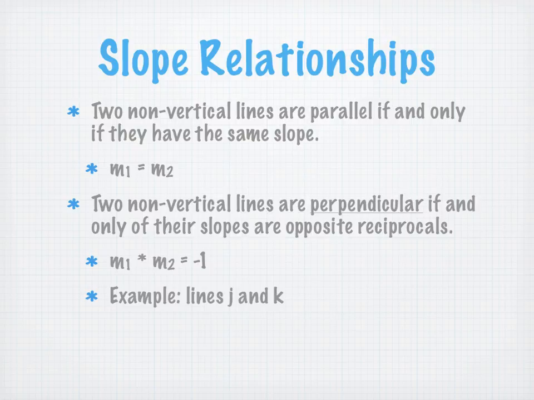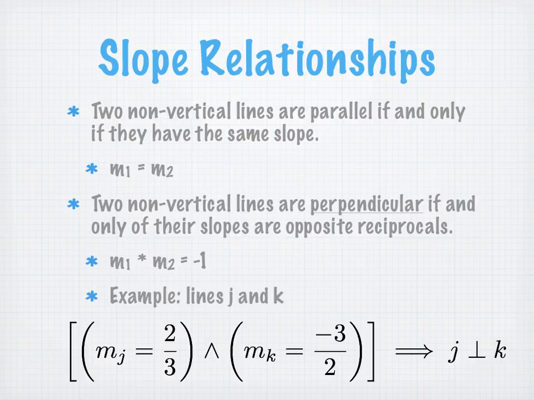An example: if we had 2 lines, let's call them line J and line K, and the slope of line J was 2/3, the slope of line K was -3 over 2, those are indeed opposite reciprocals, which implies that lines J and K are perpendicular.